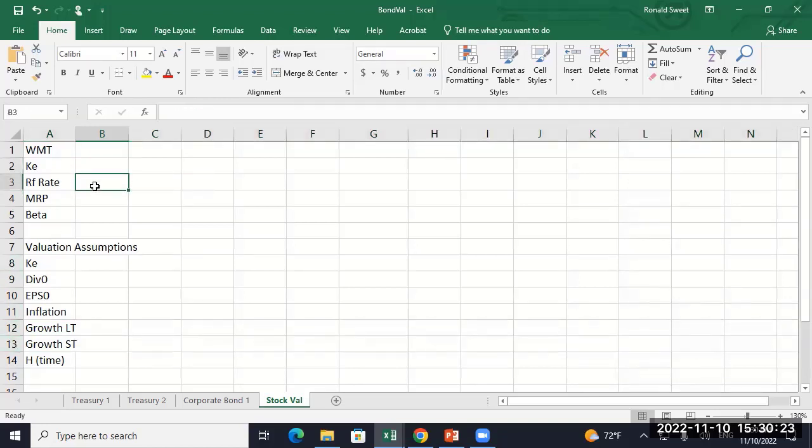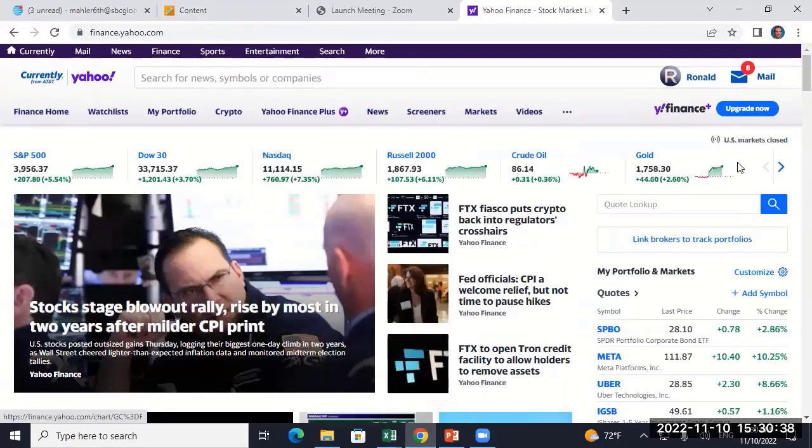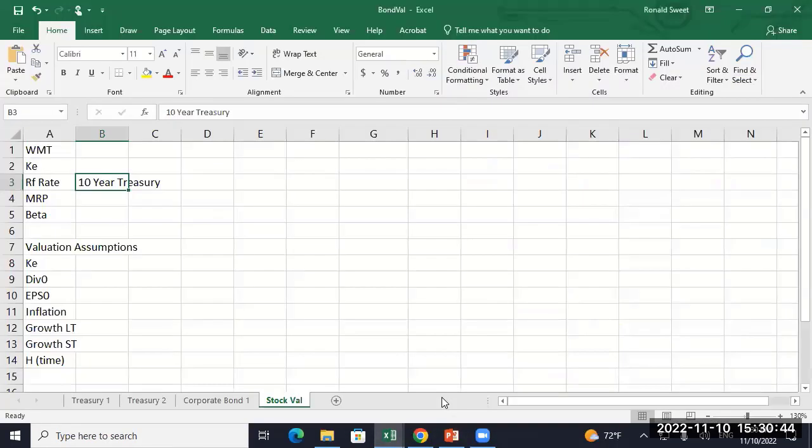So for Walmart risk-free rate, well, this one's pretty easy. Now we're just going to use the 10-year treasury. It's now well above where it's been, even though today it's down much lower than it was. It's still high enough that we can just use it. So the 10-year treasury, 3.83. One paragraph and you're done.